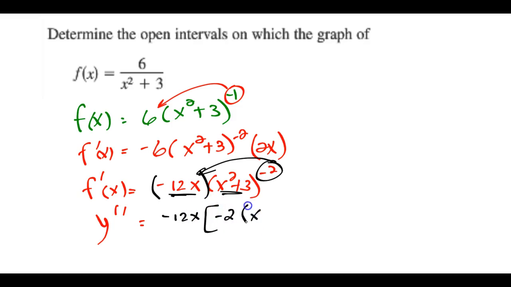And when I do d2, here's where the chain rule gets applied. This is negative 3 times the derivative of the inside. So this is 1d2 plus 2d1.